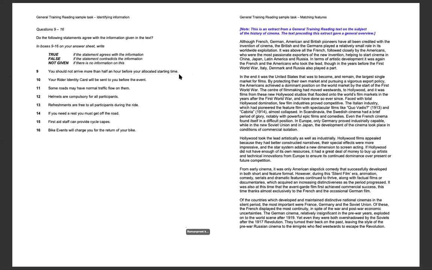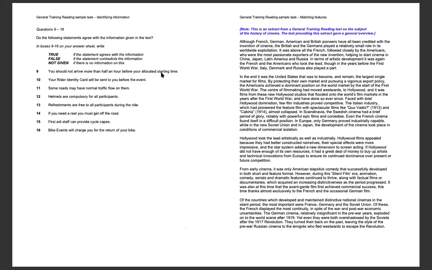Now, if you look at this sentence, you should not arrive more than half an hour before your allocated time. So what is your keyword here? Should not is your keyword. Arrive is your keyword. More than half an hour before your allocated time. So these are called qualifiers: before, after, some, all, majority. All these are called qualifiers. So pay attention to that.